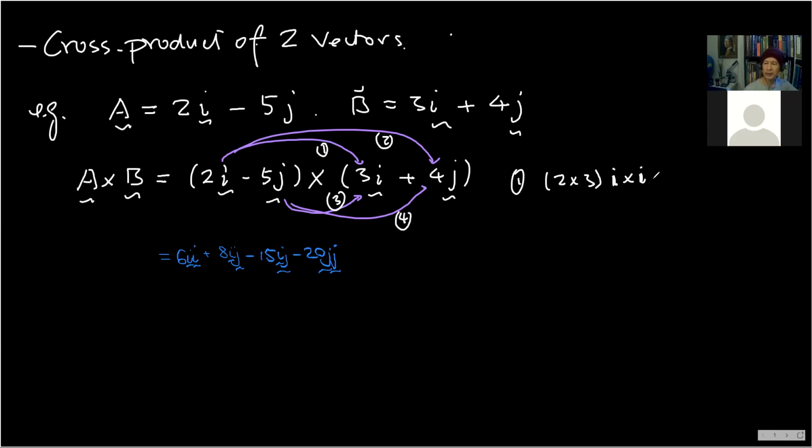So what do you think? i cross product i equals what? 0. Yep, that is 6 multiply 0. You have to tell people this step. How did you derive this formula? All right.